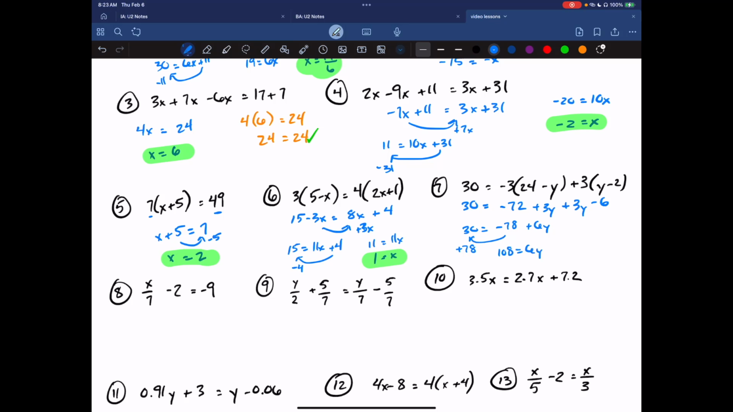And so when you divide, make sure I did that right. 2, that's right. So 108 divided by 6. Okay. That is y equals 18. There you go.